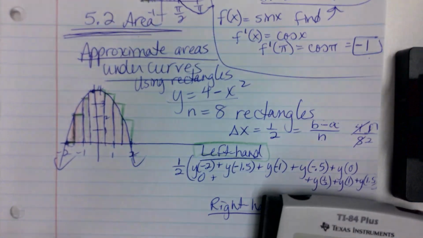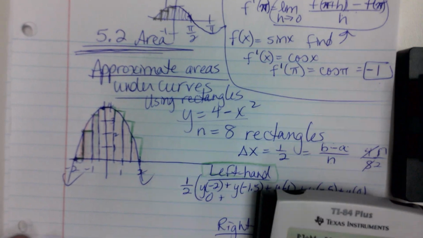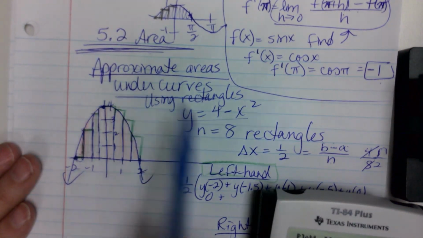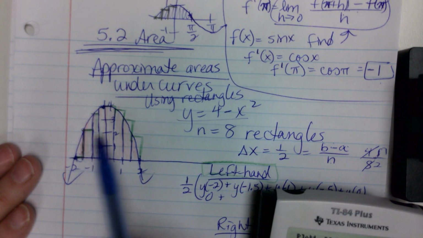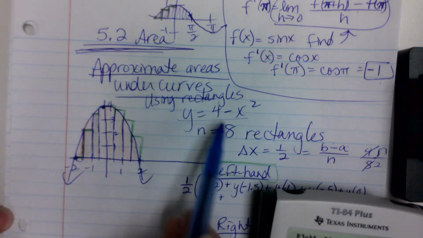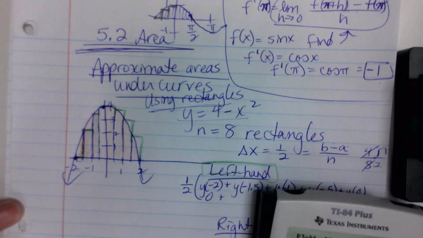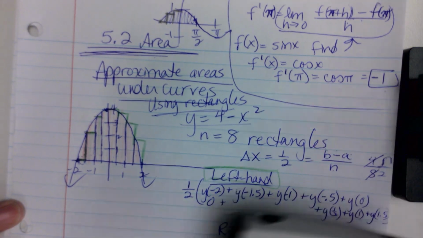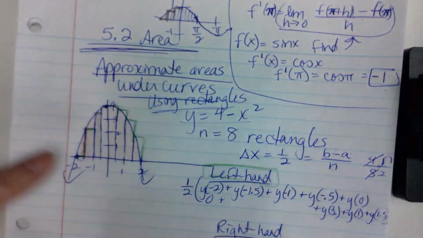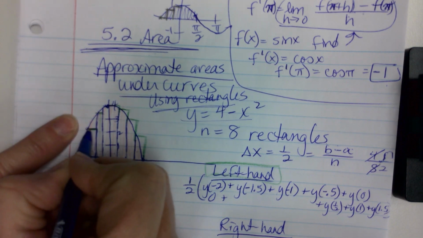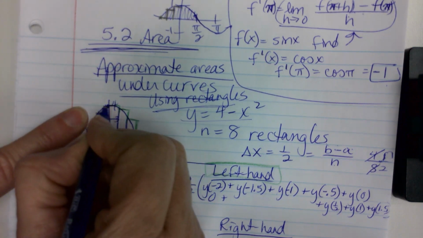Okay, recording now. Talking about area under curves and approximating them. Right now we are looking at left-hand approximations, or left-hand rectangles, and then in a minute we're going to look at right-hand. So we talked about going to the left-hand of each of the rectangles and just drawing the line straight over.